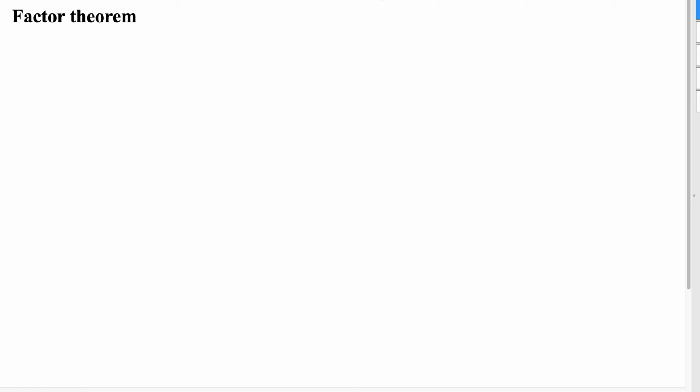The factor theorem. The factor theorem says that if I were to take, say, some sort of function, minus 4, and divide it by its root, so one of its roots, so let's say that ends up being 1, what happens?